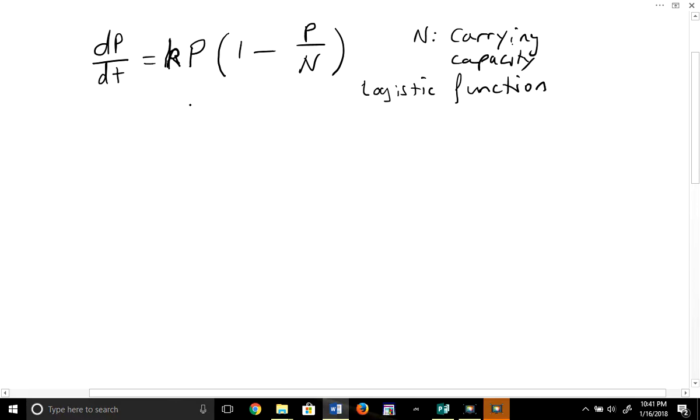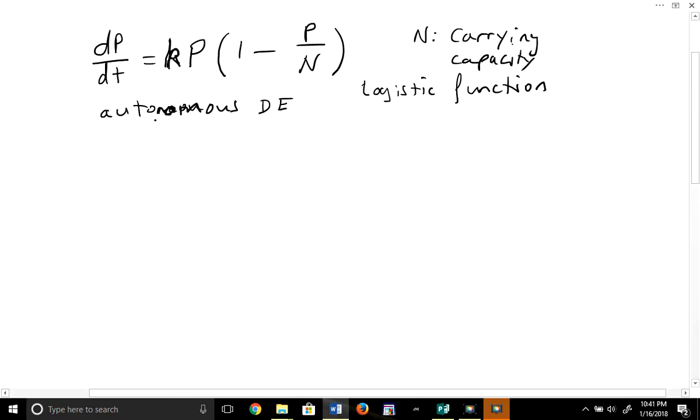Well, there's two things we note. First of all, this rate of change of p is dependent on just p. There's no t here. When the differential equation depends only on the dependent variable, we call that an autonomous differential equation.